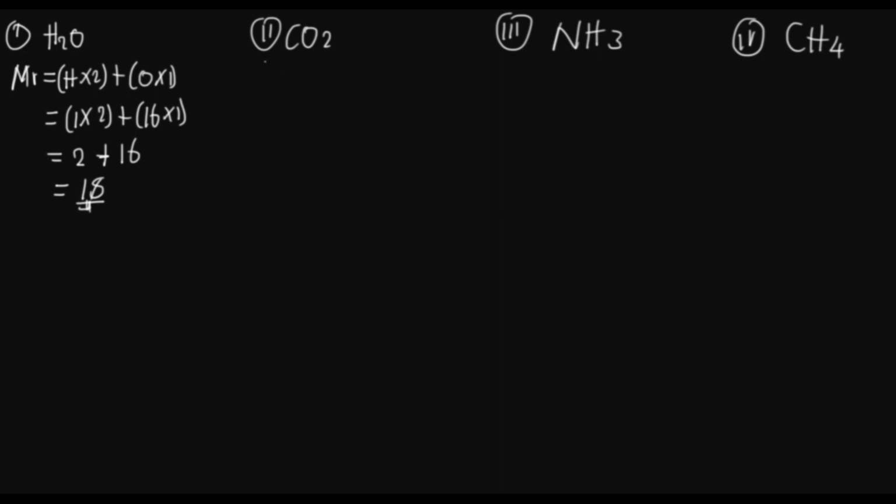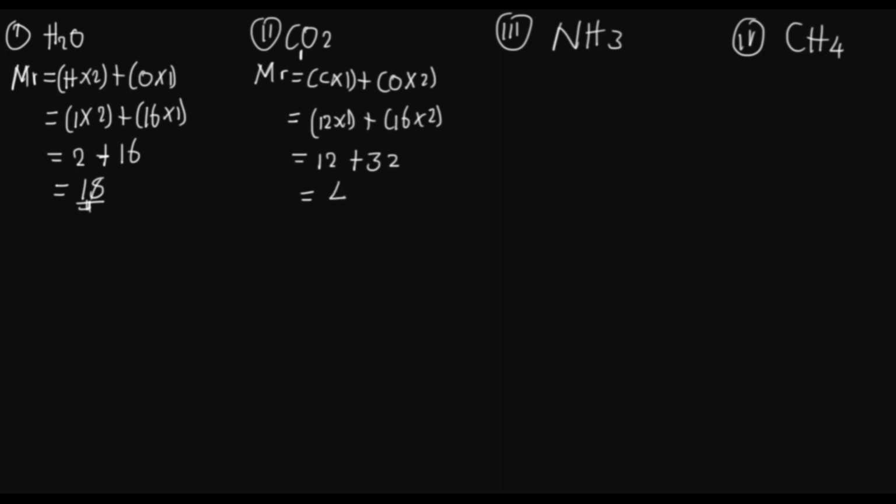Let's look at carbon dioxide. Here we can see that there is 1 atom of carbon, so carbon times 1, plus oxygen multiplied by 2. The mass number for carbon is 12 times 1, plus here we have 16 times 2. 12 times 1 is 12, plus 16 times 2 is 32, plus 12, we get our 44.